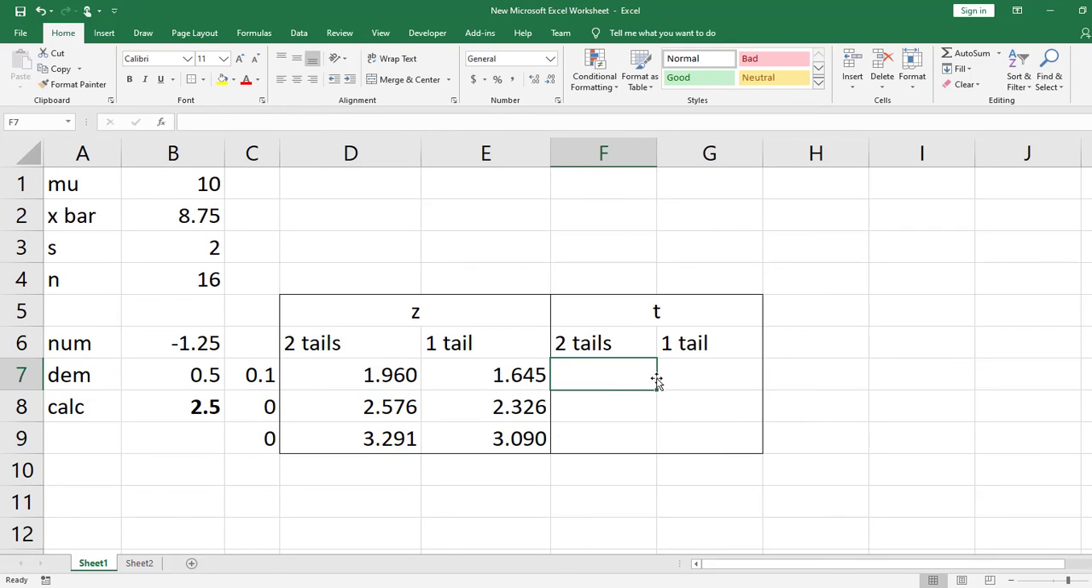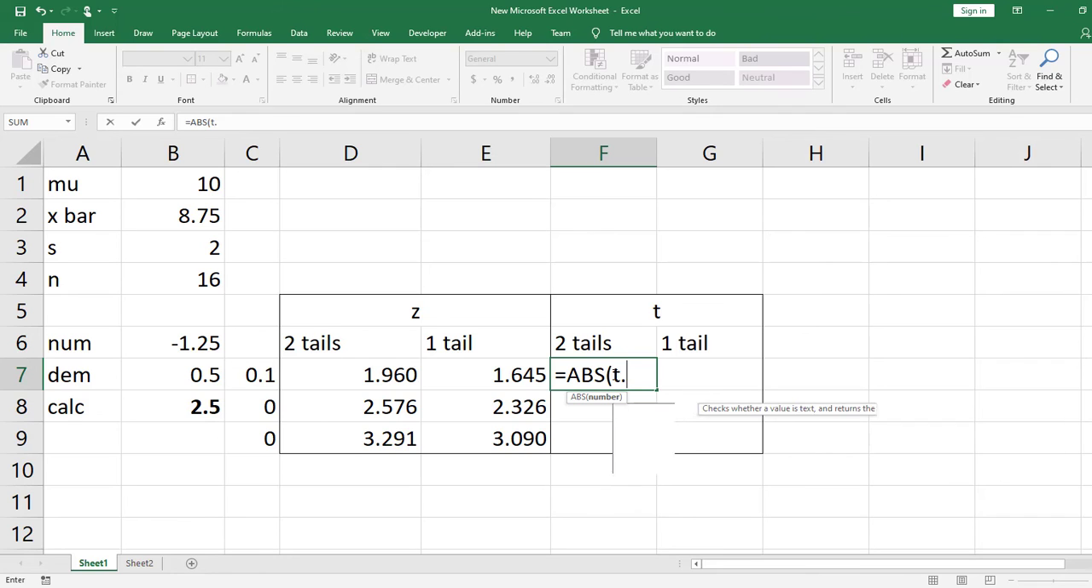Exactly. Well, there's no S there, but yeah. So we're going to start with absolute value because otherwise it's going to be negative. I mean, it won't matter for T, for 2 tails, but for 1 tail it will. And then we will have T.INV.2T.